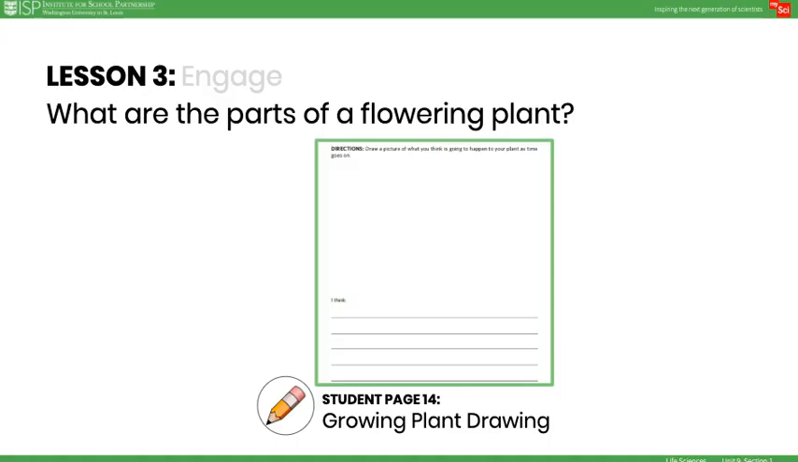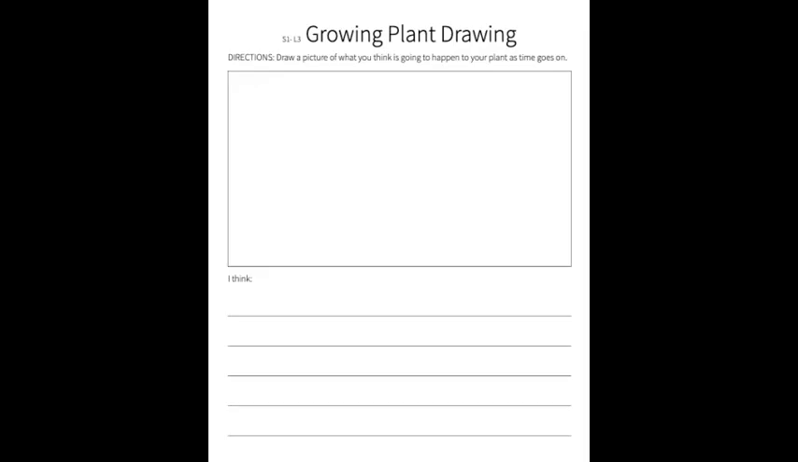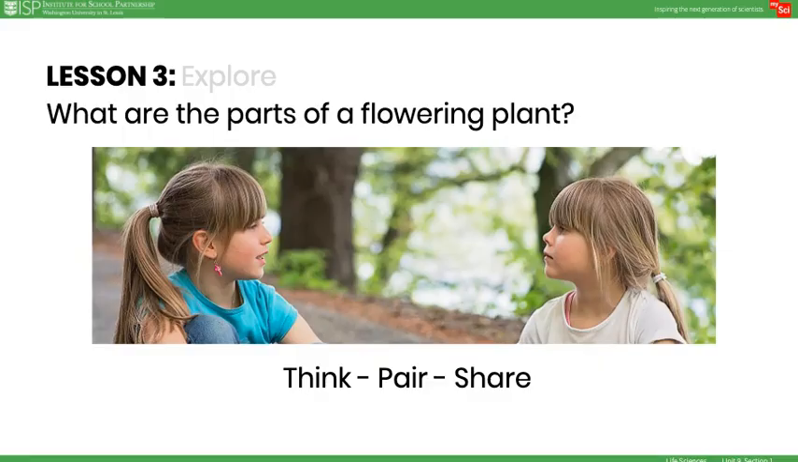In the Engage, ask students to predict what is going to happen with their plants as time goes on, in a sketch on student page 14, Growing Plant Drawing. Encourage them to include a description of what they drew on the lines provided, then share and compare with their peers in other groups. In the Explore, continue the class discussion about their plants by discussing why drawings from each group might differ. Give them time to think, pair, and share.